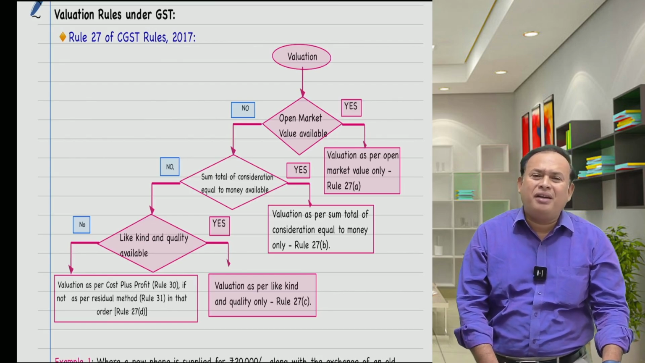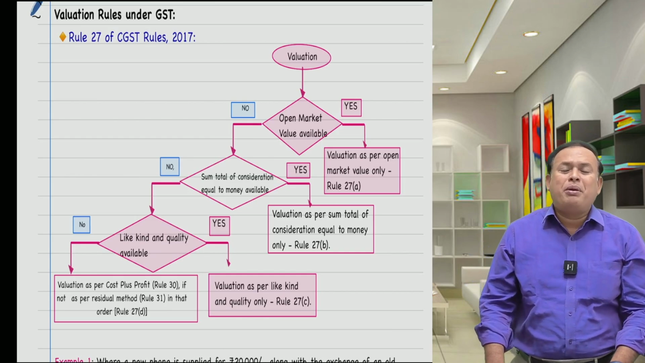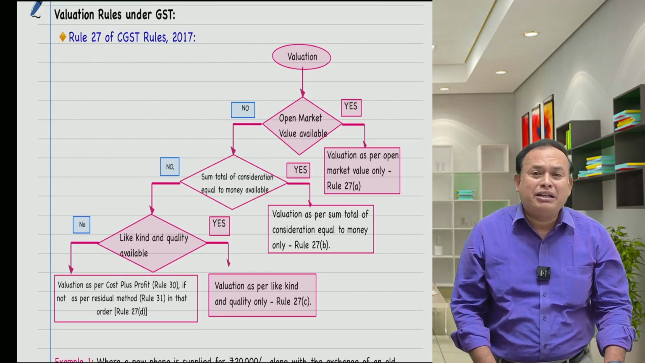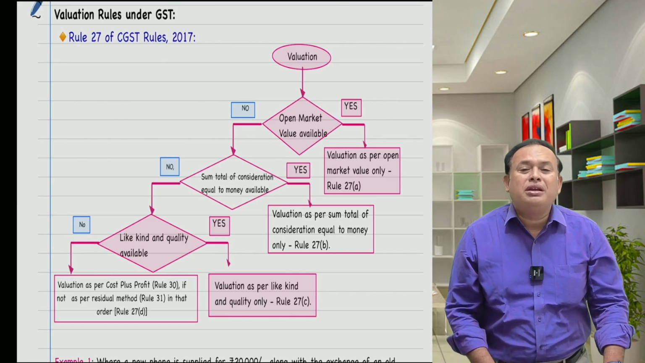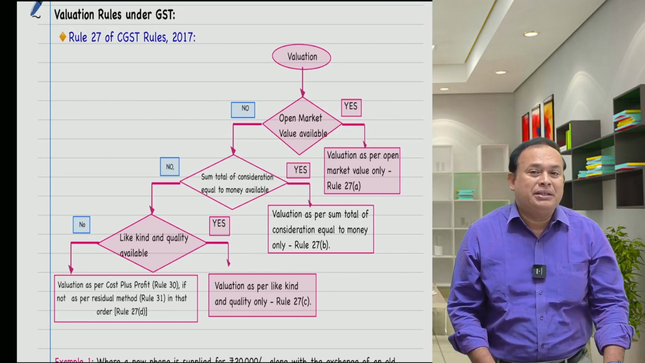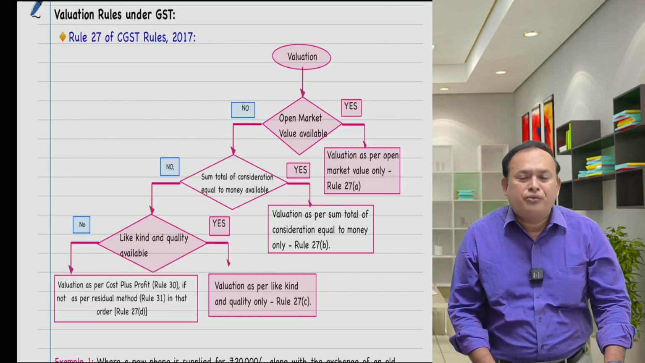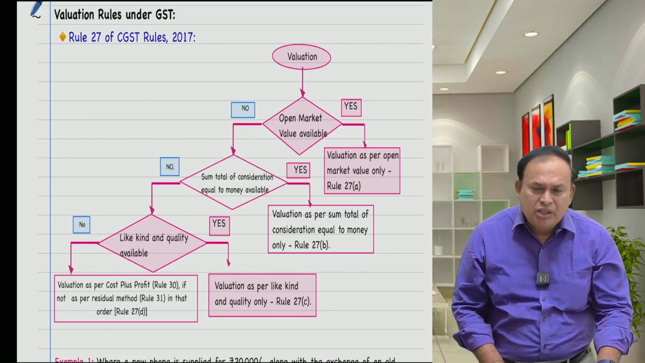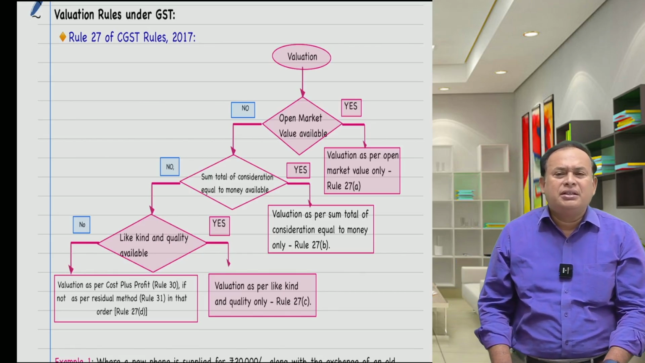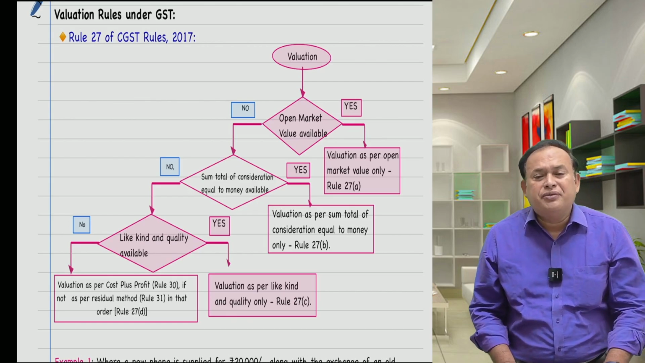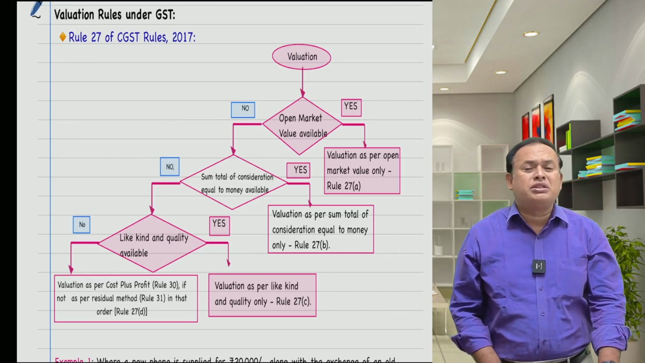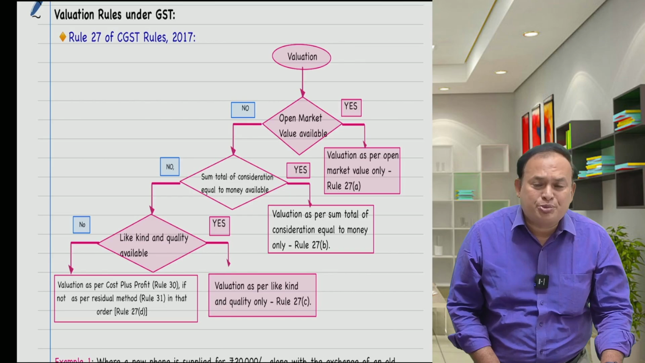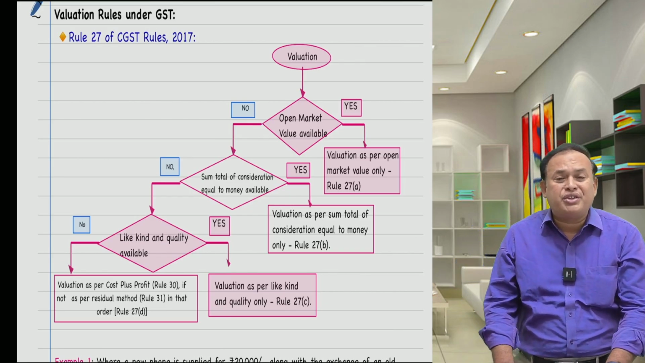Don't worry. We are not saying it is a hard and fast rule to use open market value when inadequate information is available for deciding the open market value. Then come to rule number 27B, but it should be in that order. First refer to the open market value, which is available, and go ahead with that. No confusion, go ahead. If there is confusion, if it is inadequate, then refer to 27B. Rule number 27 clause B says that the sum total of consideration is equal to the money value.